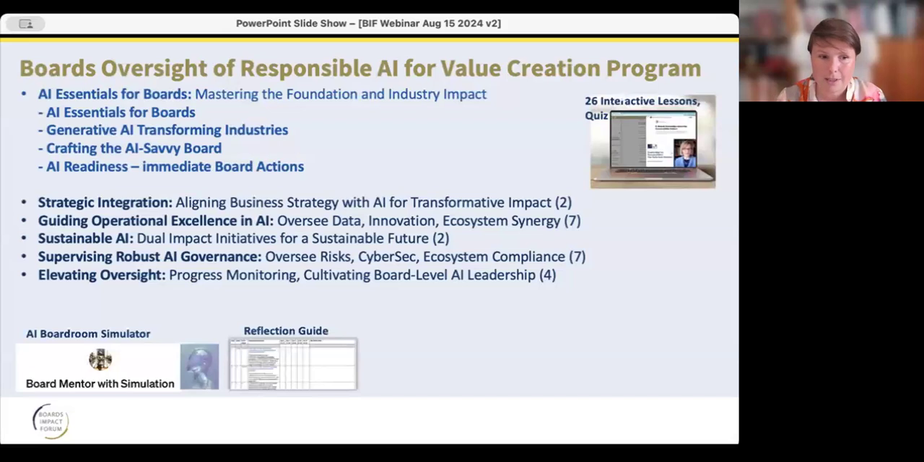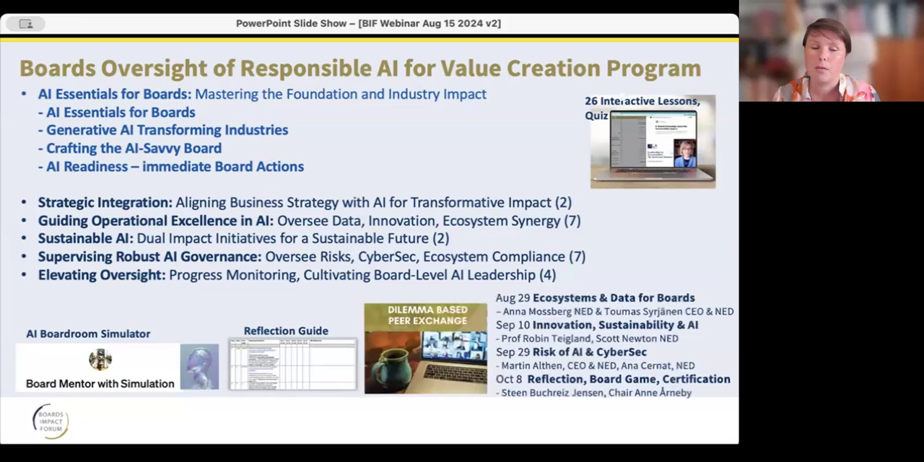So it's 26 lessons. A really exciting part of our program is also two key elements. One of them is our AI boardroom simulator, where you can really simulate through the chatbot that we've created discussions as if you were in the boardroom. And the whole program is followed by a reflection guide. So for each lesson you have to reflect on what this means to your own boards, to your own personal governance competence. And then you answer and share that reflection guide in a survey.